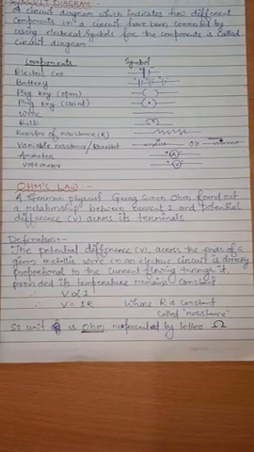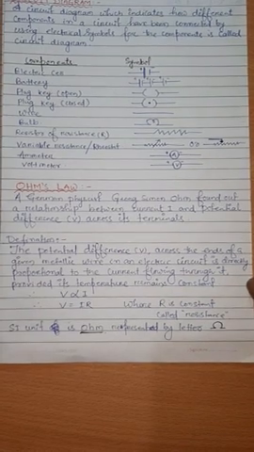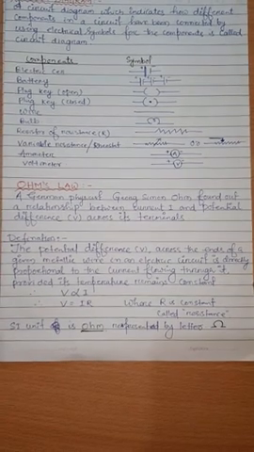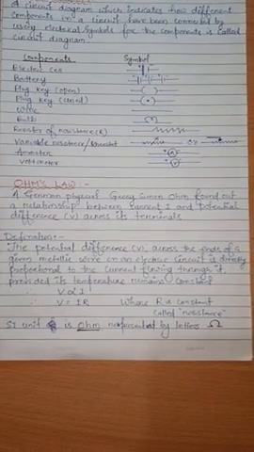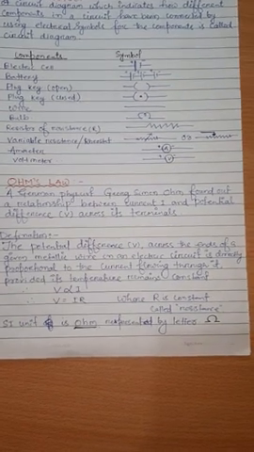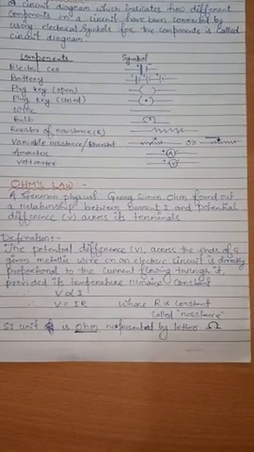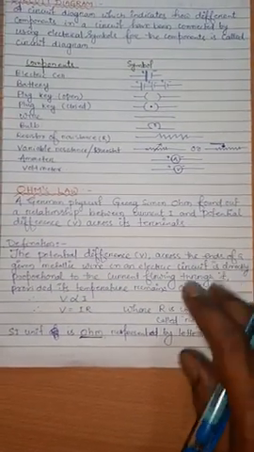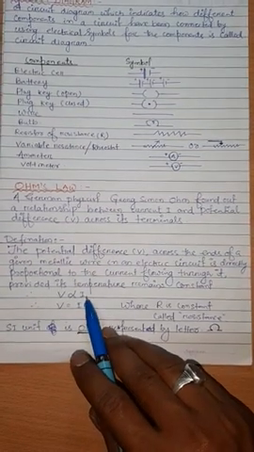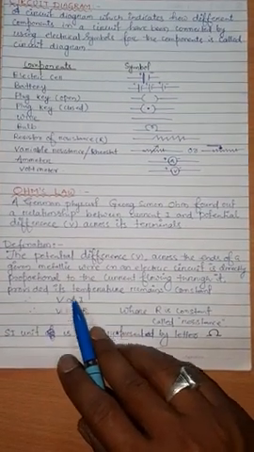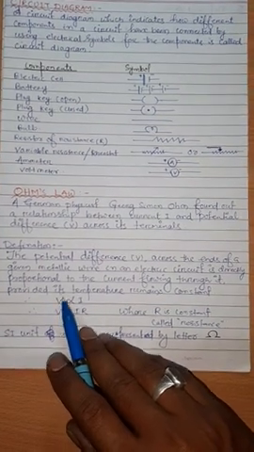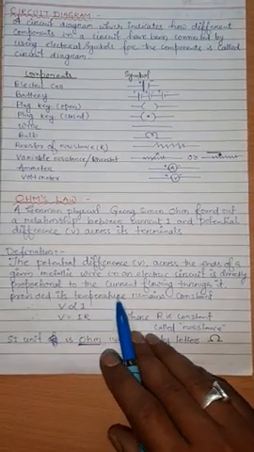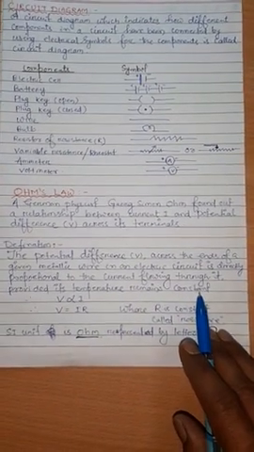Let me give a brief discussion about this. Suppose there is a metallic wire across two terminals. Let the potential difference be V, and the current flowing through the metallic wire be I. In that case, the potential difference V is directly proportional to I. This means if the potential difference across the two ends increases, then the current also increases. At that point the temperature has to remain constant.